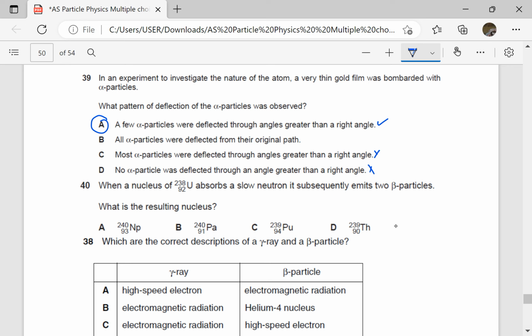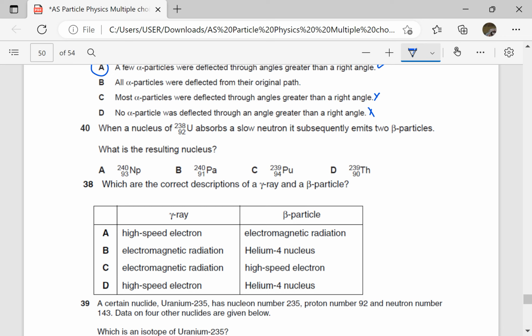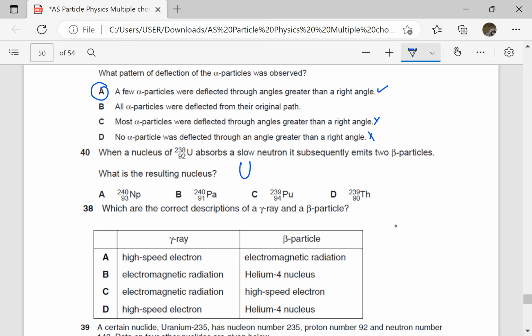A uranium nucleus absorbs a slow neutron. It subsequently emits two beta particles. What's the resulting nucleus? So we say uranium 238 92. It subsequently emits two beta particles, so that is 2 beta minus (0, -1), plus, let's say, nucleus X. So the proton number is going to be 2 times -1, that's -2. We add it to 92, therefore this will be 94. And this remains 238. So this should be 94.